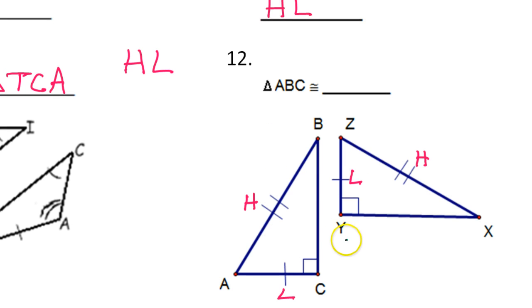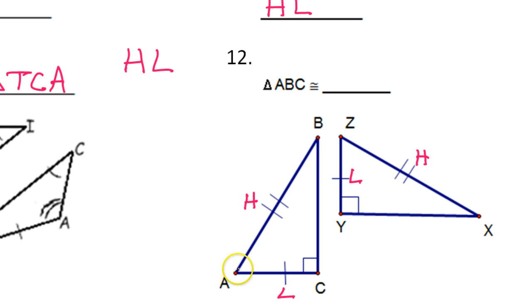And the congruency statement will be angle A, that's the double and the single. So here the double and the single is angle Z.